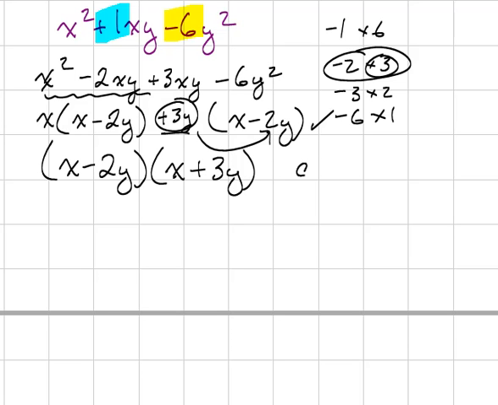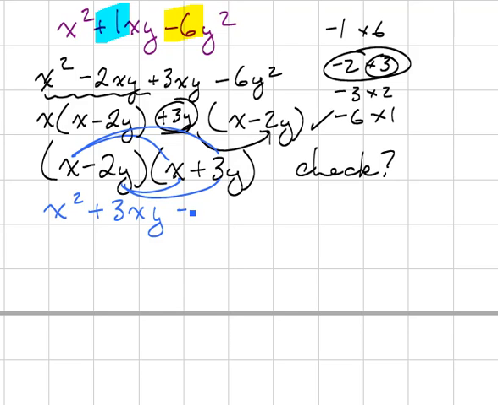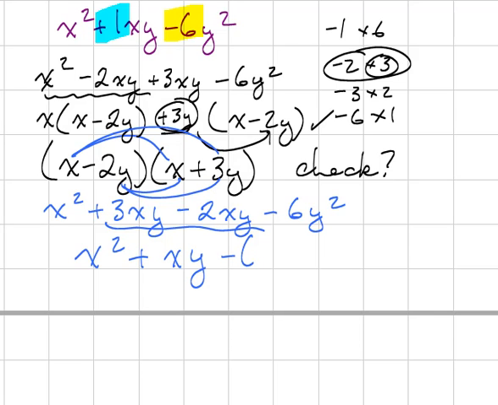If we check it, we use the distributive property. X times x and x times 3y give x squared plus 3xy. -2y times x and -2y times 3y give us -2xy. Notice how I changed the order of the letters there to make it alphabetical, and -6y squared. Clean this up, and we get x squared plus xy minus 6y squared. Exactly what we started with.